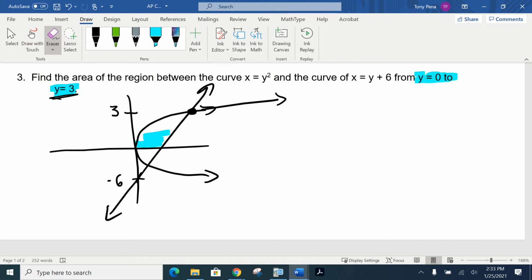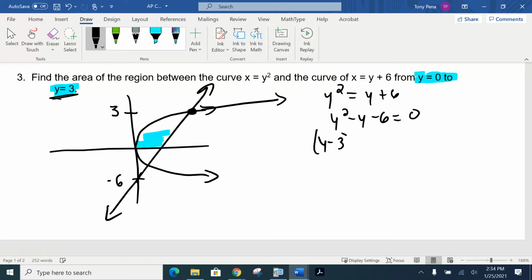So let's take these guys, set them equal to each other. So you do y squared, one of my pens not working. Oh, that's why. So sorry, y squared equals y plus 6. Set those equal to 0. Do a little factoring real quick.